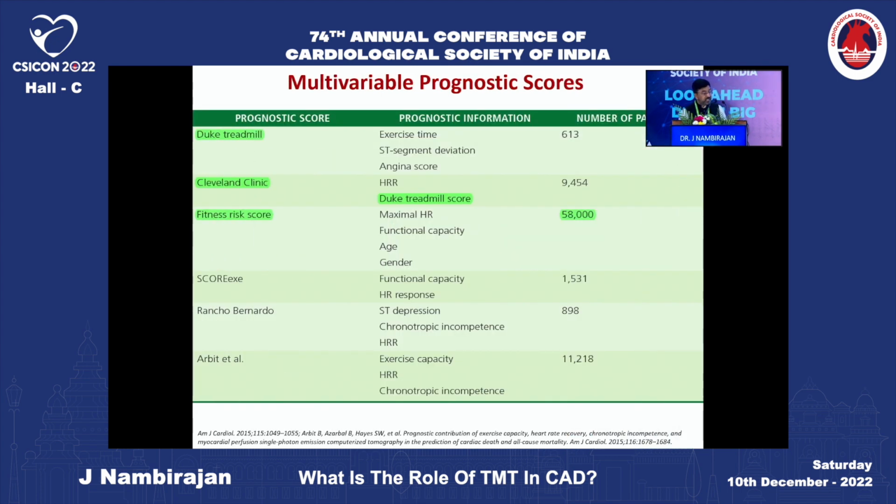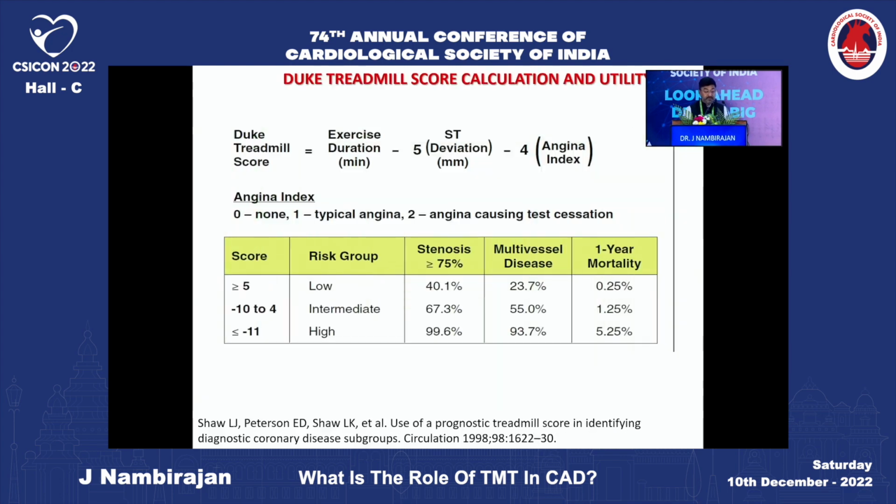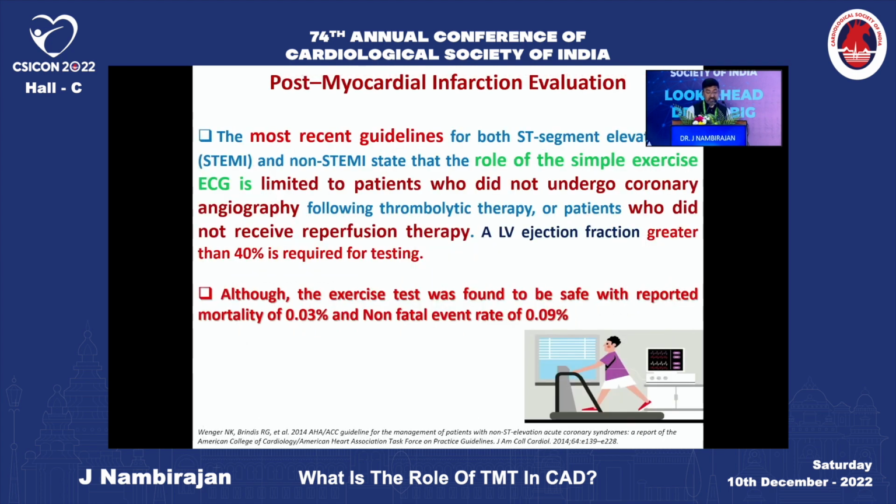These are some of the multivariable prognostic scores. The Duke treadmill score is the most important one, followed by the Cleveland and other fitness risk scores. It has higher prognostic information regarding your myocardial ischemia. So this is how the Duke treadmill score is calculated.